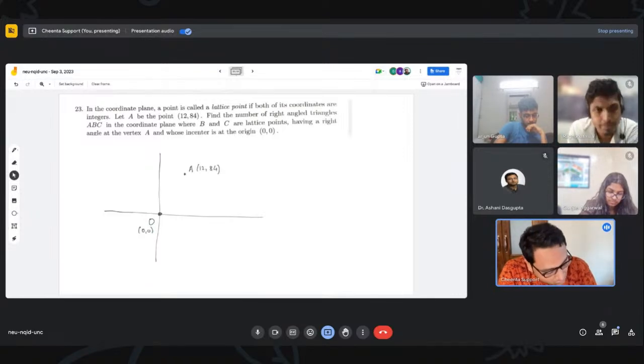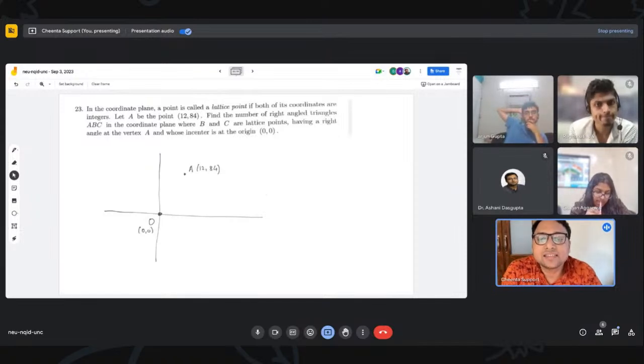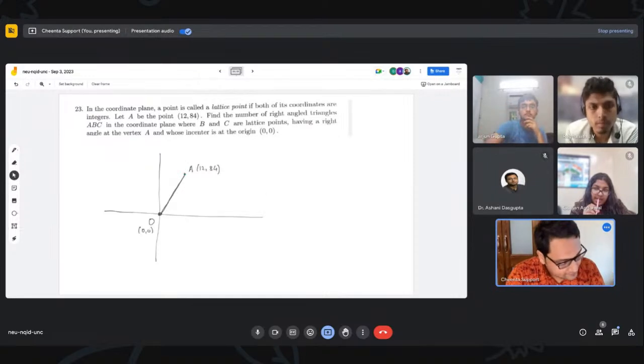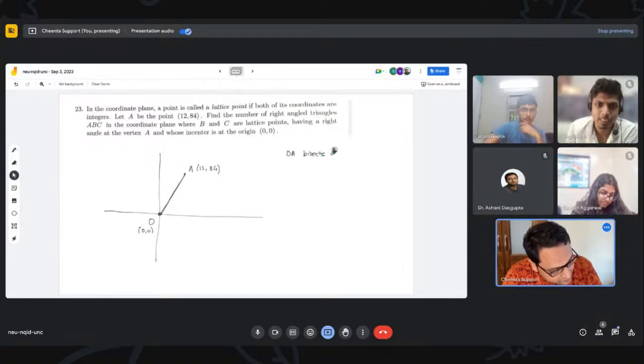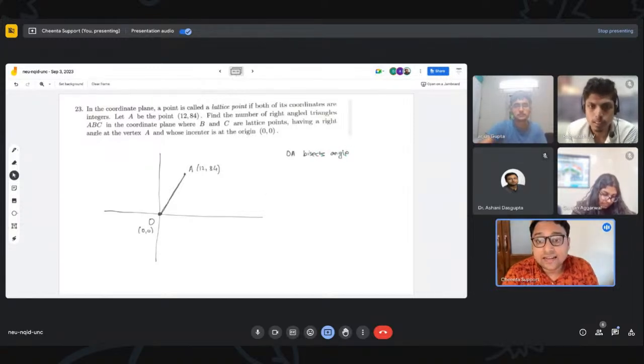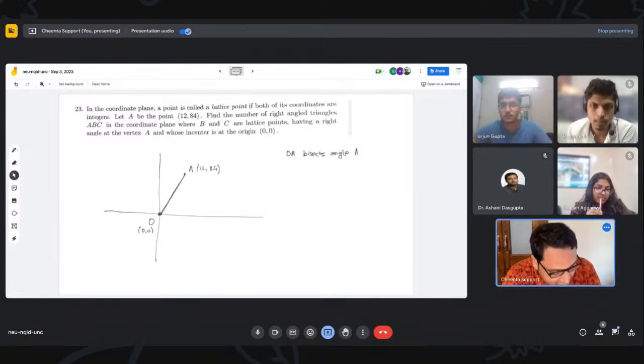Now if you join OA, incenter means that OA will be bisecting angle A. OA bisects angle A. And we know that the triangle is a right triangle at the point A. So it must be like this. At the point A, maybe I can use a different color. The triangle must look like this.